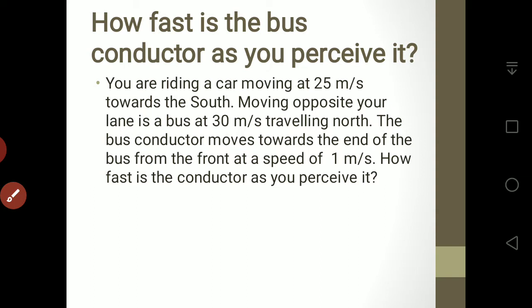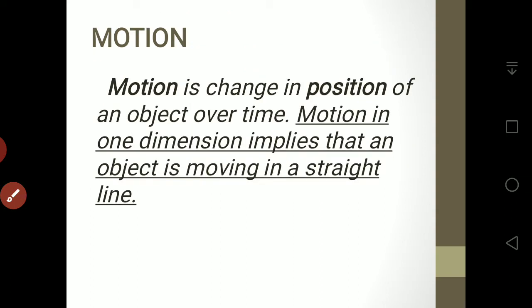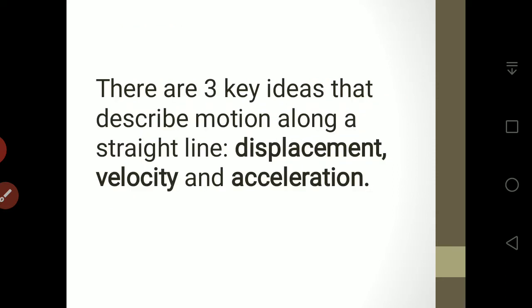That's it. We move. So motion is actually change in position of an object over time. With respect to time. Observation is again made with respect to time. Motion in one dimension implies that an object is moving in a straight line. So diretsong line lang. Walang liko-liko. There are three key ideas that describe motion along a straight line: displacement, velocity, and acceleration. So isa-isahin natin yung mga yan.